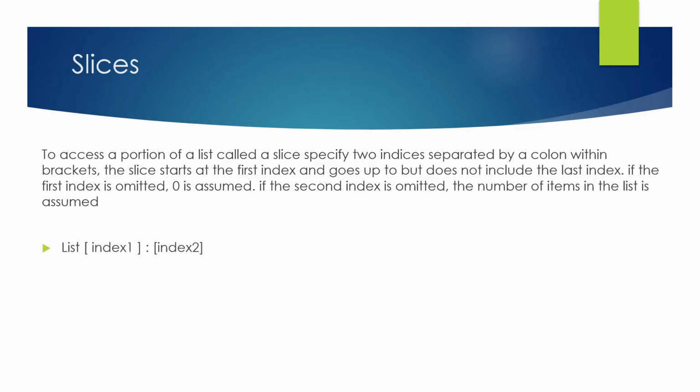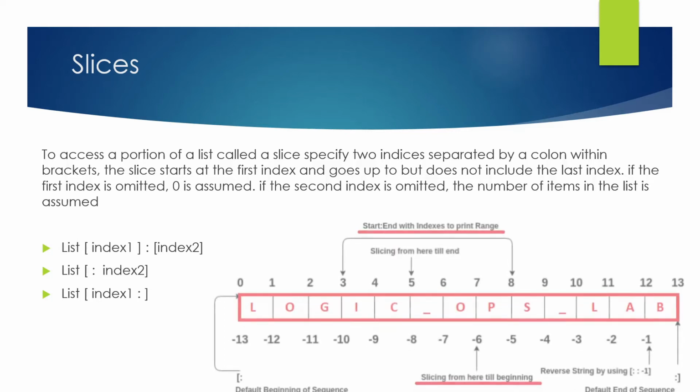So there are three ways to do it. First, you can give index 1 and index 2, so the first index till any index, like the sixth index. If the first one is omitted, it assumes 0. If the last one is not given, it assumes the last element. If there are 10 elements, then it will assume 10. Let's understand through a diagram. And on the basis of this diagram, I'm going to have a demo so that you guys can relate with the diagram. So let's move forward.